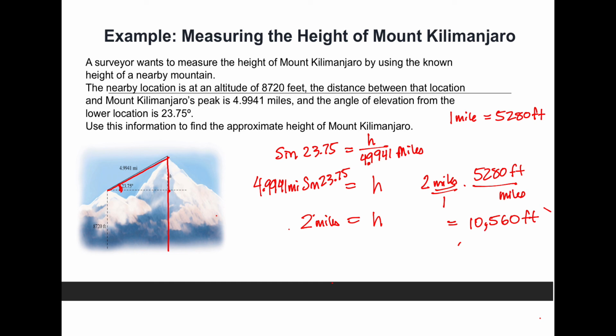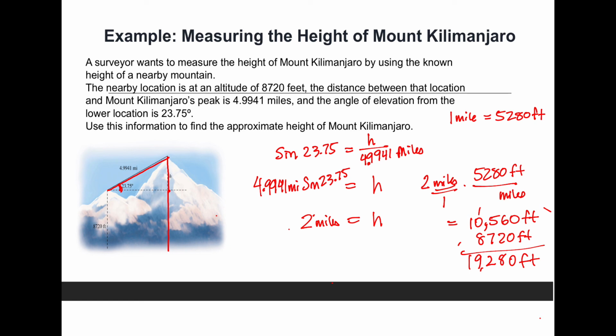Well, that's just the 2 miles height. We would need to add this to the 8720 feet that the other mountain is, that it's 2 miles above. So that gives me 19,280 feet would be the height of that mountain.